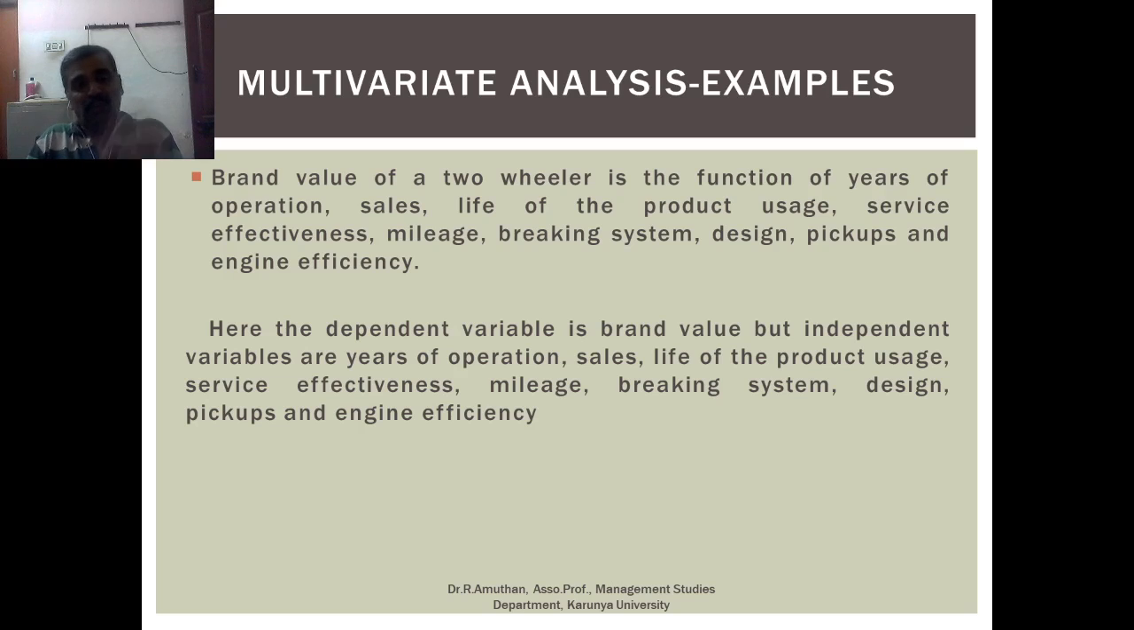So one is an independent variable. What is the dependent variable here? Brand value is a different variable, and it comes out of what? It comes out of the presence of these variables. So how many variables are there? Year of operation, sales, life, service, mileage, braking system, design, pickups, engine. So 9 variables are influencing one particular product's brand value.